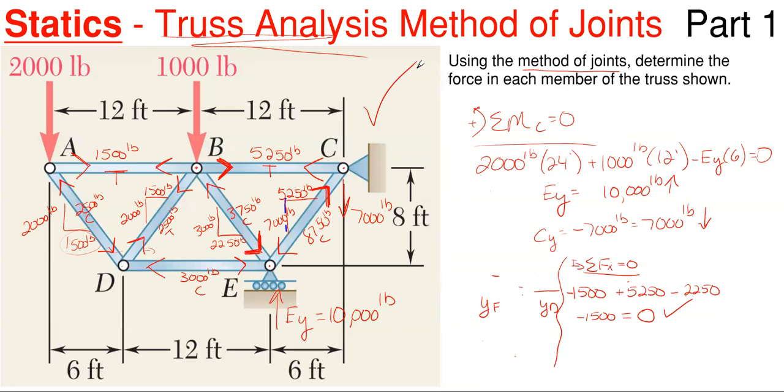Now, as with most problems, it does not necessarily have to equal 0. It may be very, very close to 0 just due to rounding. So that's how you would use the method of joints to solve that truss. And that is the method of just writing on the truss and working along as you go.